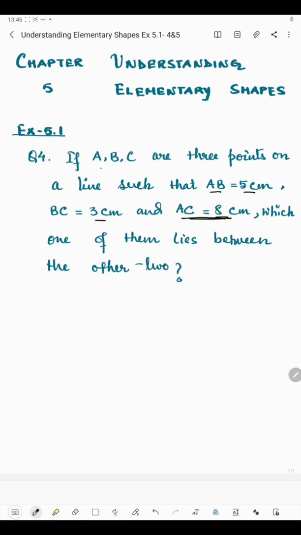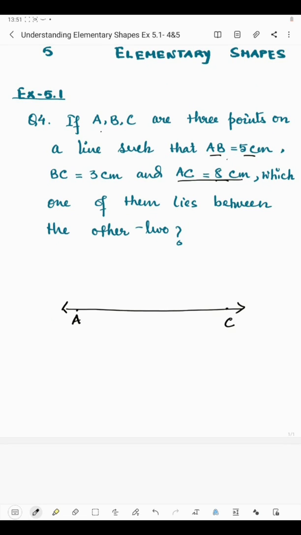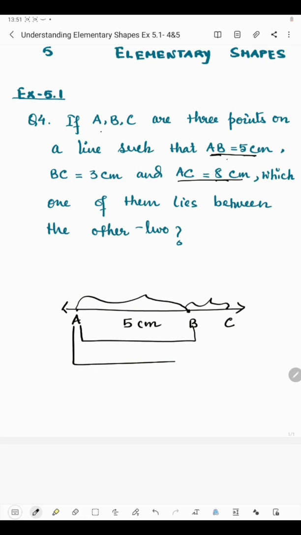the line segment AC is the largest one. So we will draw AC of length 8 centimeter. Suppose this is 8 centimeter. Now the length of AB is 5 centimeter. Suppose this is 5 centimeter. Say this is point B. So AB is of length 5 centimeter. So what will be the length of BC? If the total is 8 centimeter and the length of AB is 5 centimeter, then the remaining is 3 centimeter. So the length of BC will be 3 centimeter.